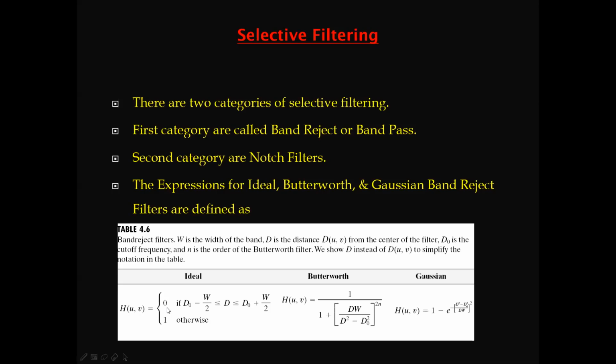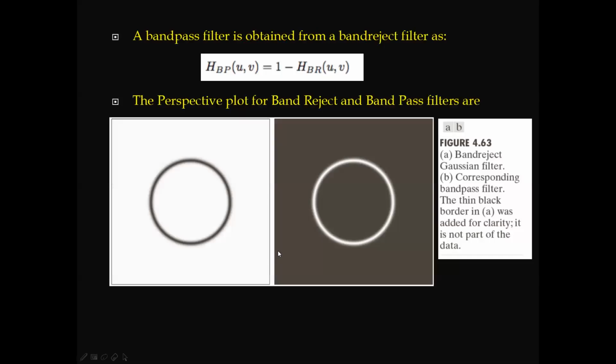H(u,v) equal to 0 and 1, if D naught minus W by 2 is less than or equal to D, less than or equal to D naught plus W by 2. Similarly for the Butterworth filter, and similarly for the Gaussian filter also. Actually, these equations are the definitions of the first category of filters, called band reject filters. So these are the band reject filters.